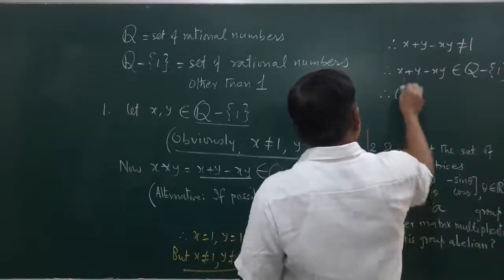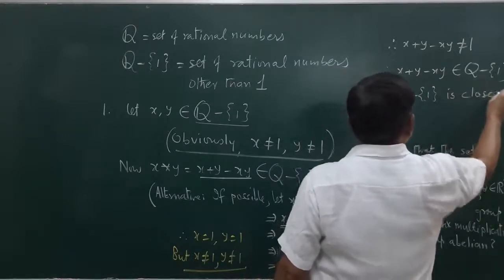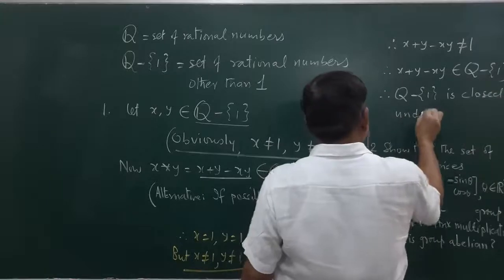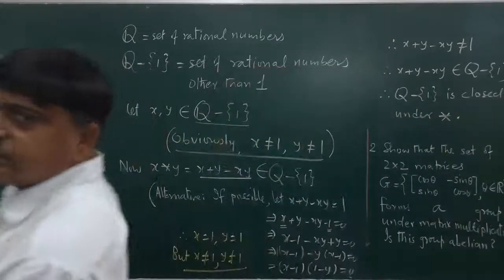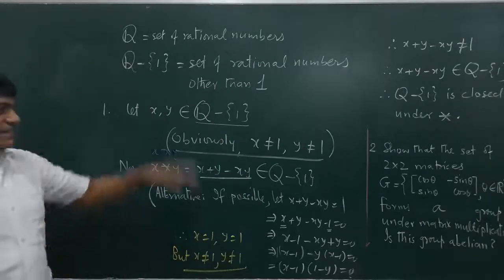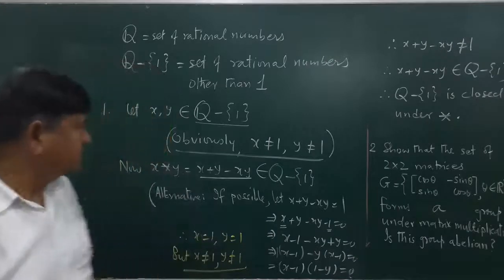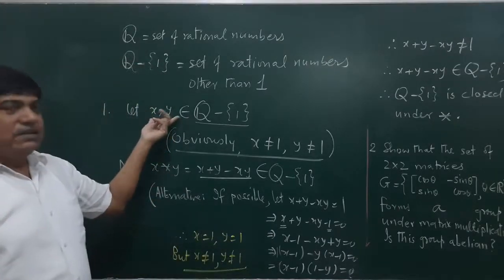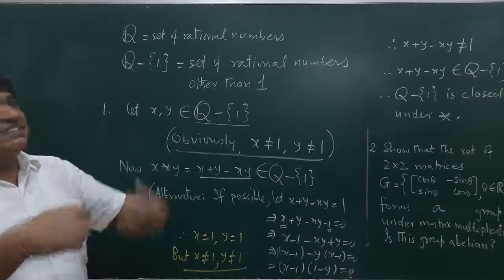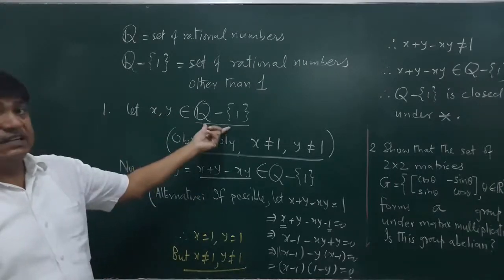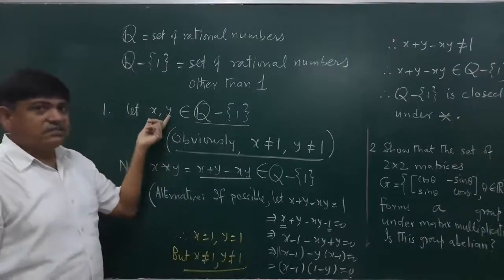Therefore x plus y minus xy belongs to this set, therefore the set is closed under this operation. This is the mathematical way to prove it. Consider two members. Operate. The answer must be a member of this set. Then it is binary. So you consider two members.